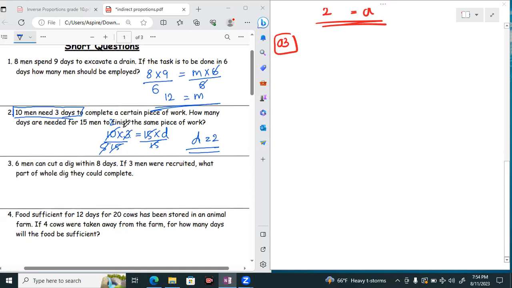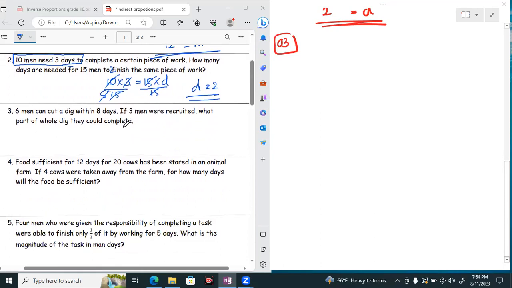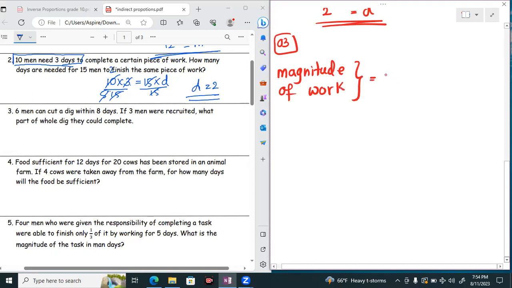Okay. Third question. 6 men can cut a dig within 8 days. Then how do we calculate the magnitude of the work? Magnitude of work can be calculated by 6 men times 8 days. Then it is 48 man days.